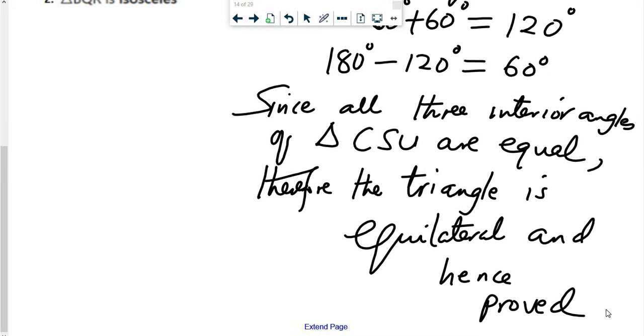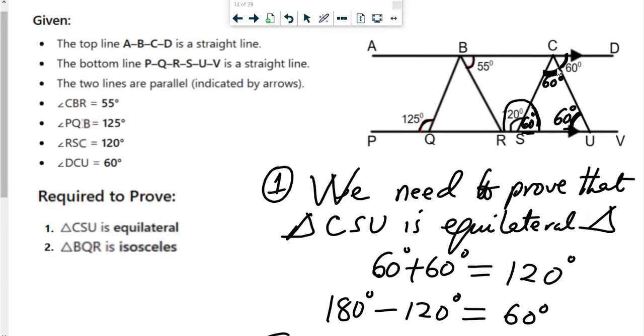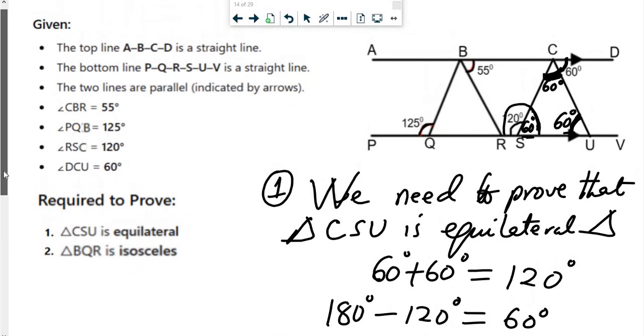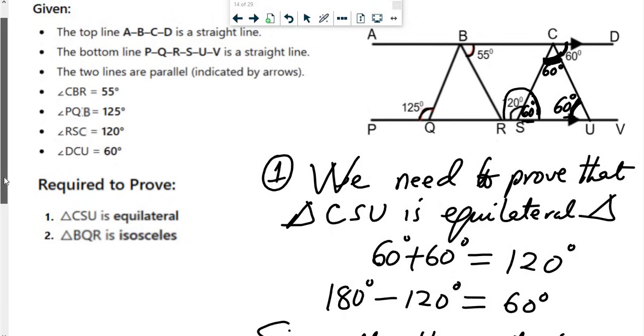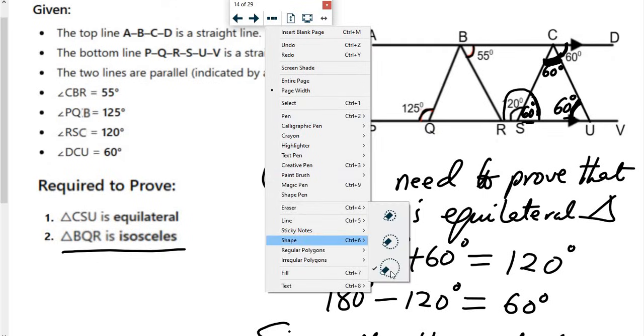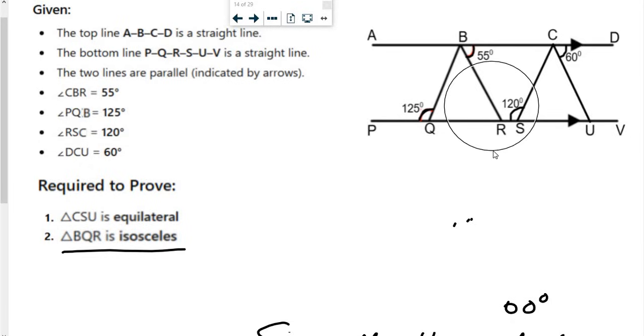Alright, so we have proved that in this triangle each angle is 60 degrees. All 3 angles are equal and therefore the triangle is an equilateral triangle. Okay? Now, required to prove that triangle BQR is isosceles, we use the same logic. I will erase all of this so that I can prove that the other triangle is isosceles.